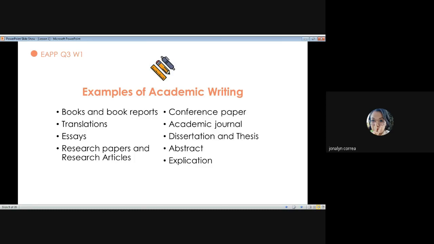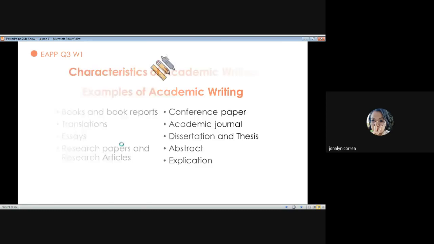Then the next is the abstract. It is the short summary of a long document. Usually you have that abstract at the first part of the paper itself. And the last example that we have here is the explication. A work which explains part of a particular work.